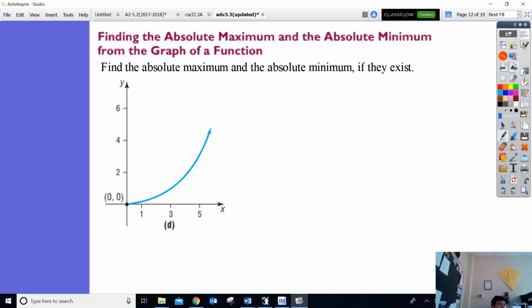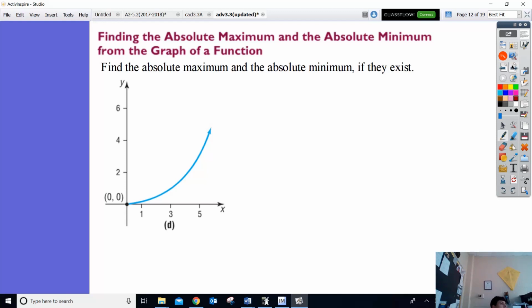All right, how about this one? Does it have an absolute max? Crickets. No. I guess you could say infinity, but you don't even know where that happens, do you? There's no absolute maximum. The graph goes up to the right forever and ever. Absolute means it's a point that you can touch and hold on to. You can't touch infinity.